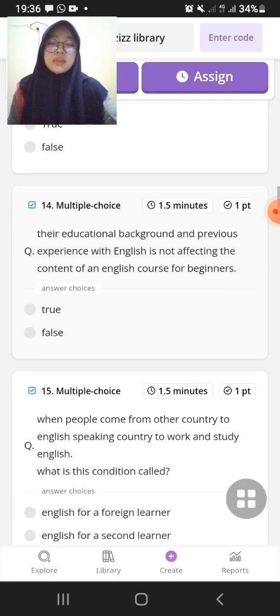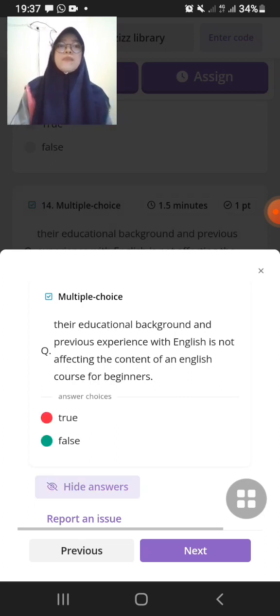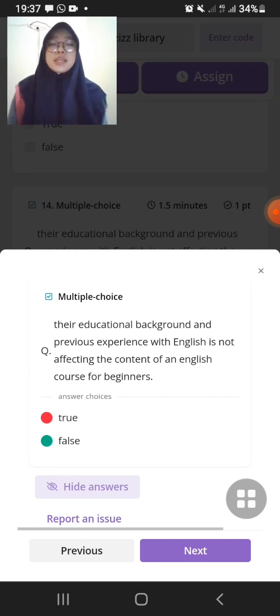Question number 14. Their educational background and previous experience in English is not affecting the content of an English course for beginners. The answer is false. It affects beginners, so what is declared is false.